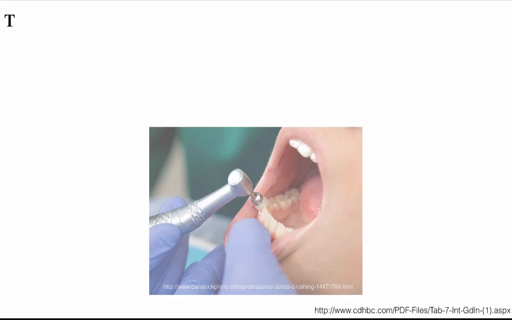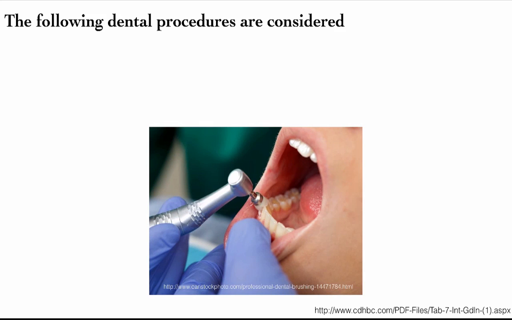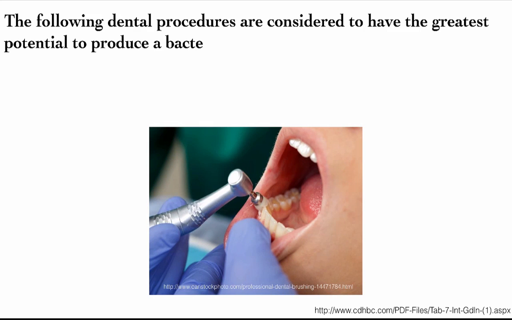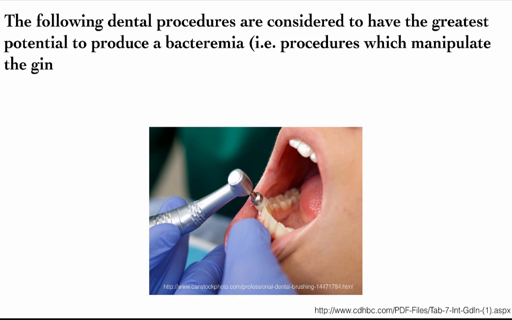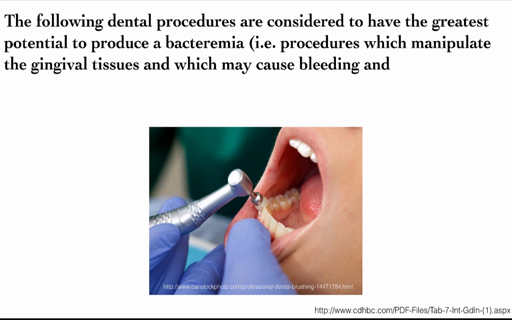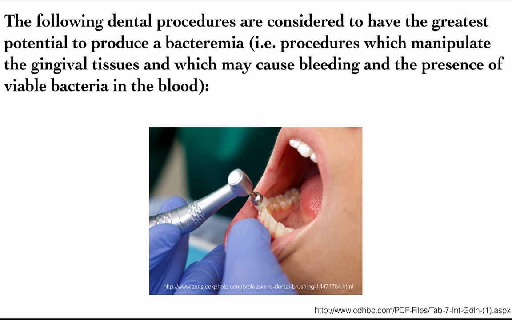Background. The following dental procedures are considered to have the greatest potential to produce a bacteremia, i.e. procedures which manipulate the gingival tissues and which may cause bleeding and the presence of viable bacteria in the blood.